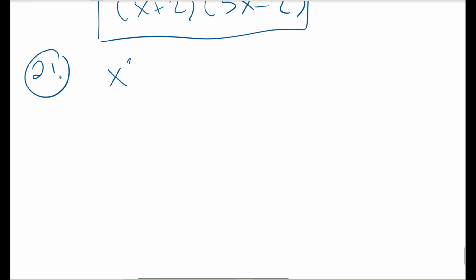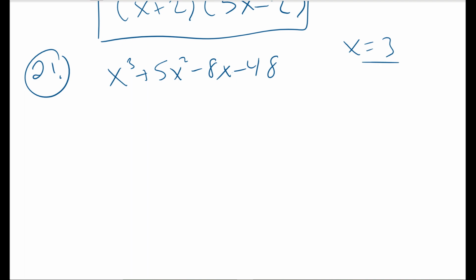Now we have here x cubed plus 5x squared minus 8x minus 48. And then they said x equals 3. So that means if x equals 3 is a 0, this means that x minus 3 is a factor. Similarly, if x is -1 was a 0, then this means x plus 1 is a factor. You're going to switch the sign in the middle, and that'll tell you what the factor is. So this is just a side example. I'm going to erase it now. So that's how you get a factor if they give you one of the zeros.